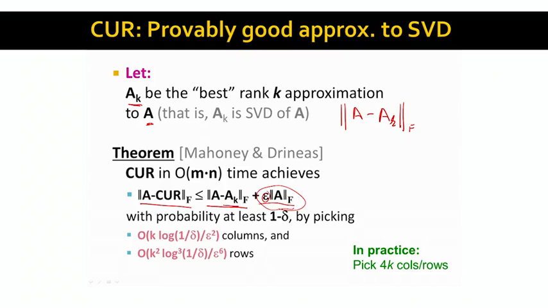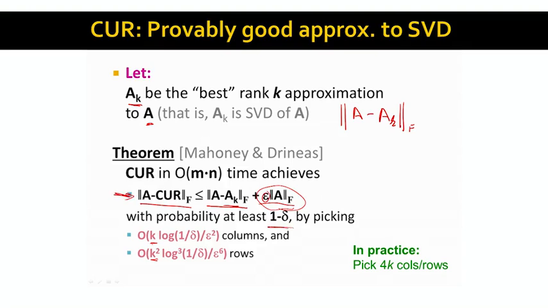If we allowed SVD to pick k columns and k singular values, we will allow CUR decomposition to pick k times log 1 over delta divided by epsilon squared columns and k squared times log cubed 1 over delta epsilon to the 6th rows, where I can think of epsilon as something small, and delta as a small quantity. What is important to know here is that this is a probabilistic guarantee: this guarantee will be true with probability of at least 1 minus delta.